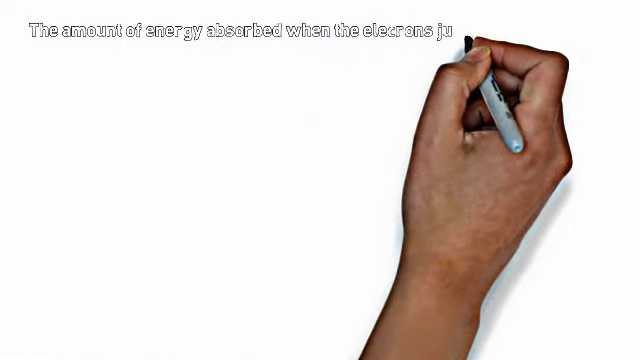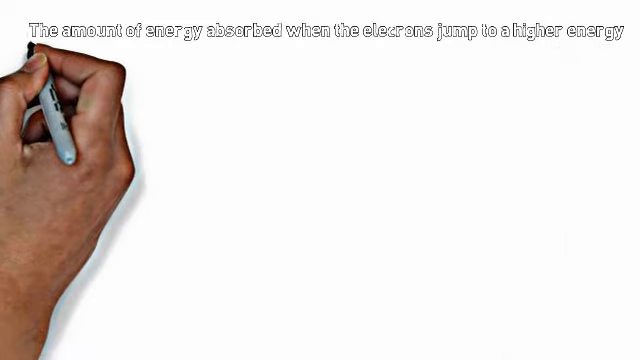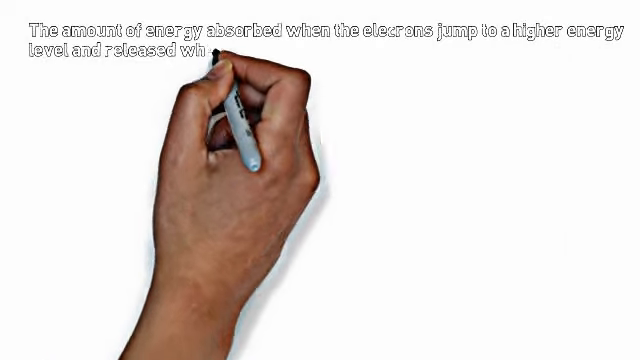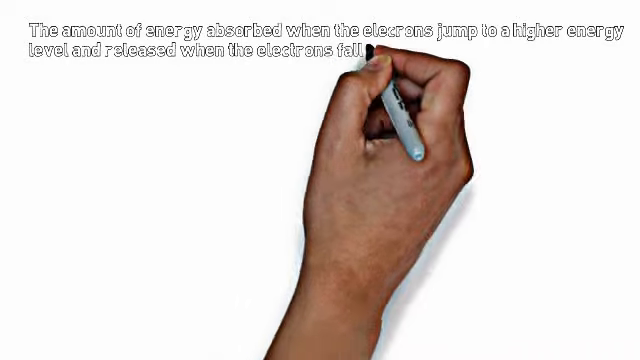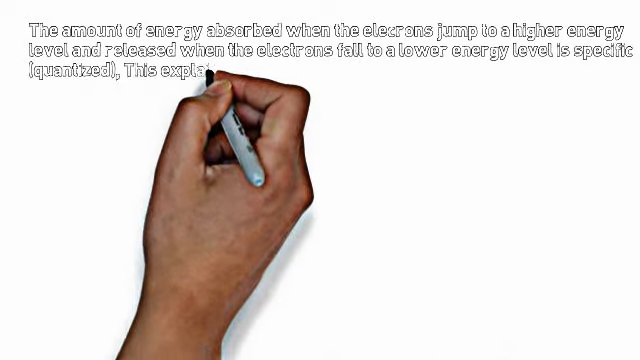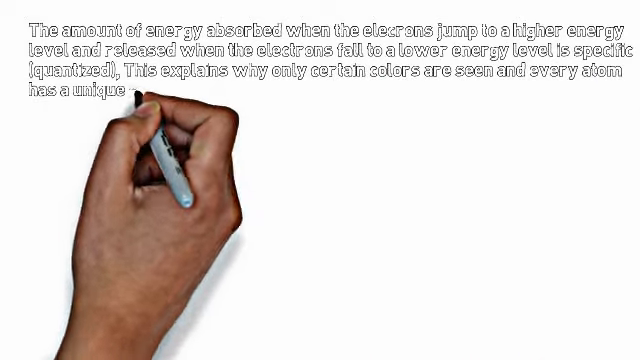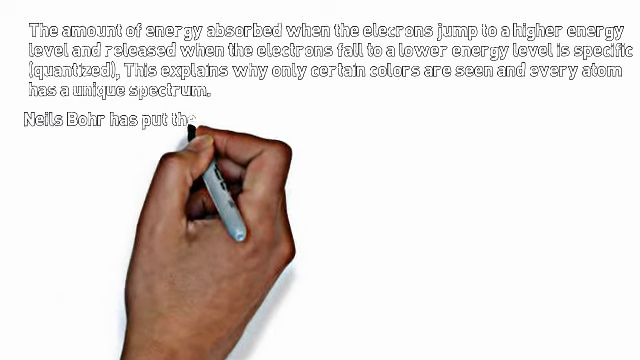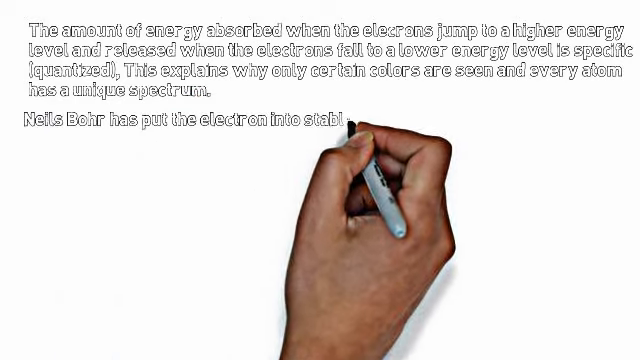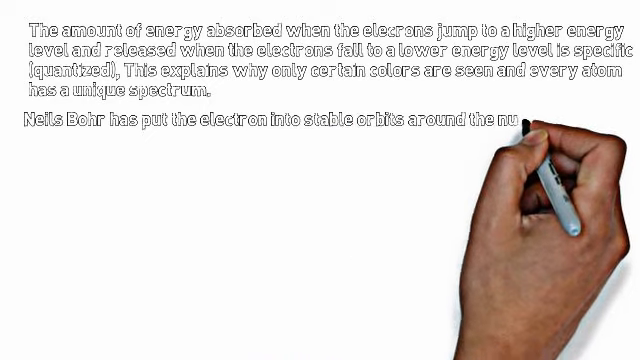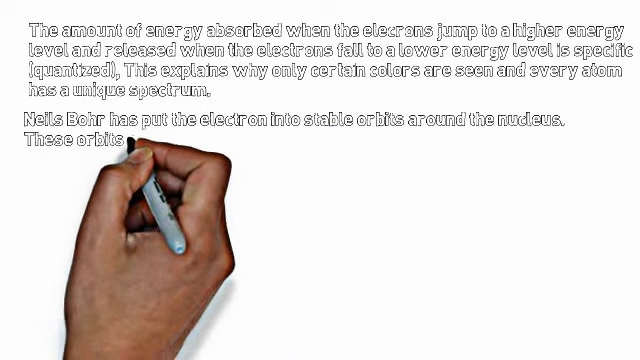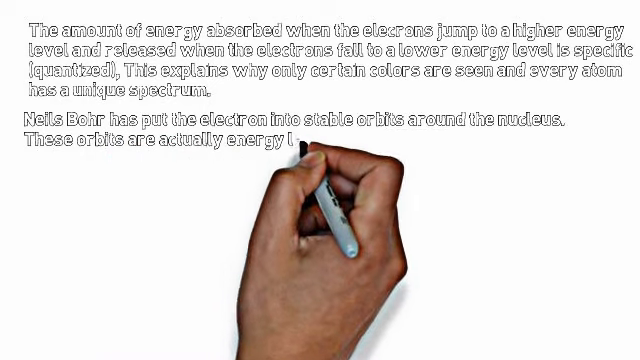So, within the atom, the amount of energy absorbed when an electron jumps to a higher energy level and released when the electron falls to a lower energy level is specific. The term is quantized, which is where we get quantum mechanics from. And this explains why only certain colors are seen in the emission spectra, and every atom has a unique emission spectrum.